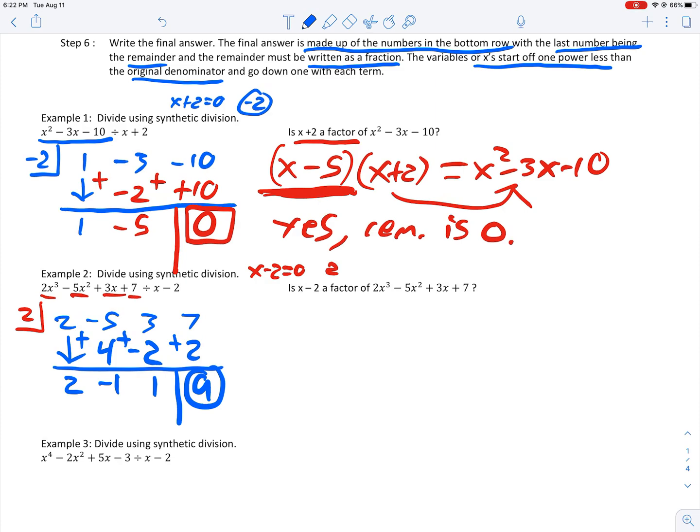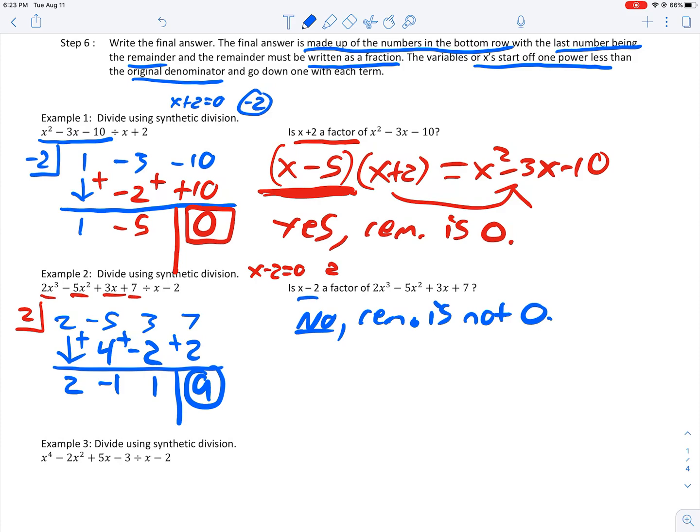So this x minus 2 is not a factor, because the remainder is not 0. So no, it's not a factor. The remainder is not 0.